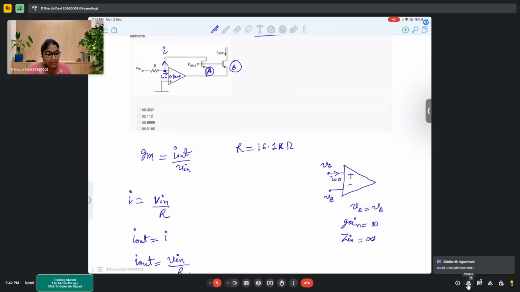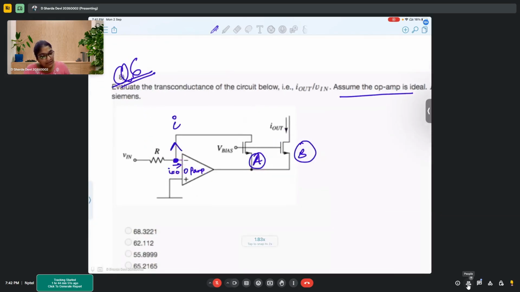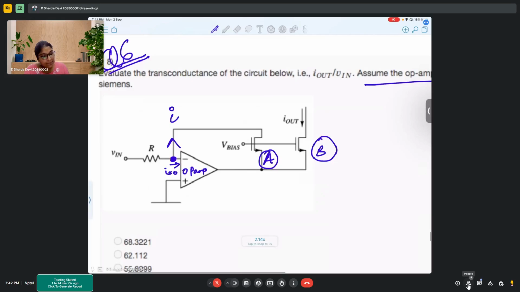Okay, how is Iout equal to I? For Iout equal to I, in this particular circuit, it is given that it is an ideal op-amp, so I equal to 0. You understand this? I equal to 0. This comes from the property of the op-amp. So I is 0, because of which the current which was flowing through the resistor R will pass on this path. Now this basically encounters your transistor A. So the current through transistor A is I.